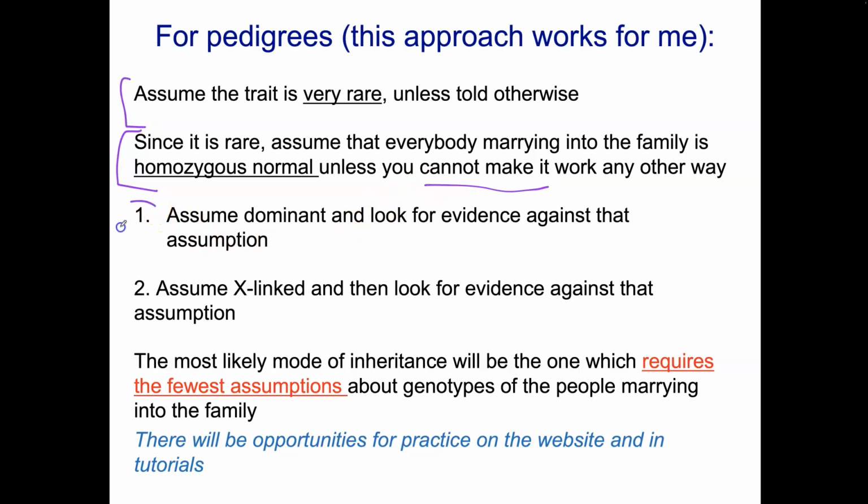And then assume it is a dominant trait. The first thing I do is assume it's a dominant trait and look for evidence that it's not dominant, okay? And then I assume it's X-linked and I look for evidence against that.